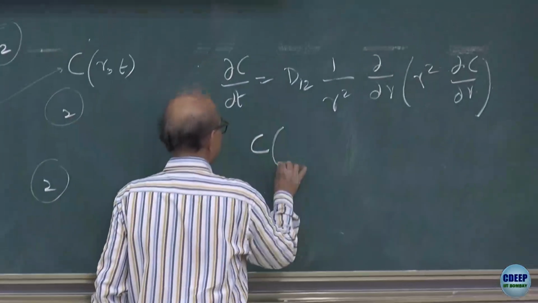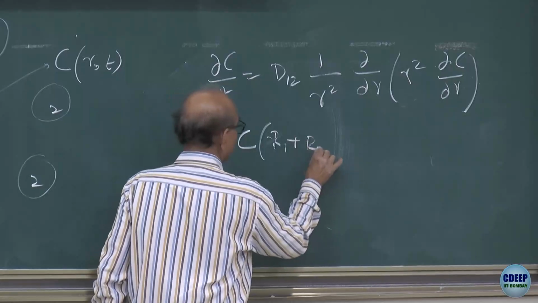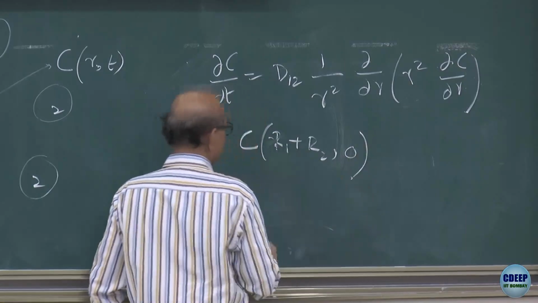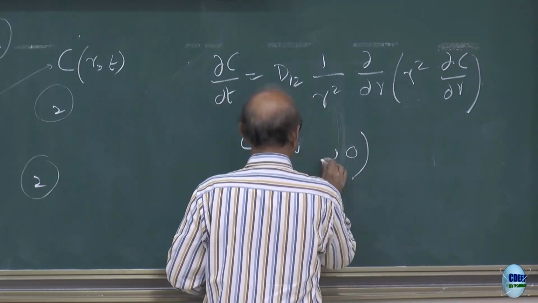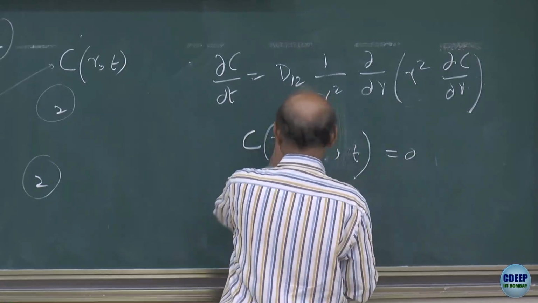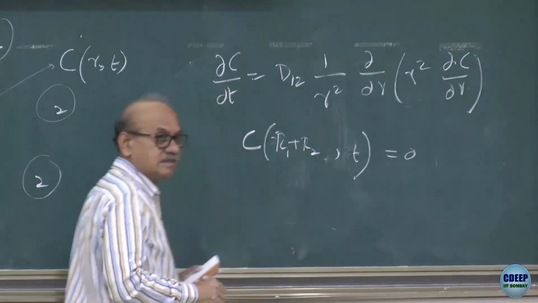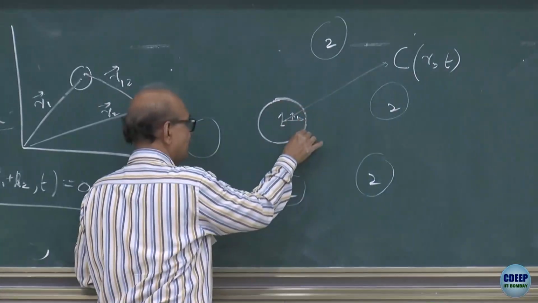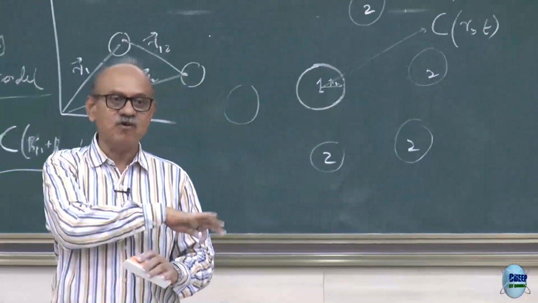So, one of them is going to be where the concept of reaction radius comes in. C at R1 plus R2 at all times is 0. There is no concentration of the 2 species here around it, that is the idea. It cannot exist. If it is there, it should have formed an aggregate.